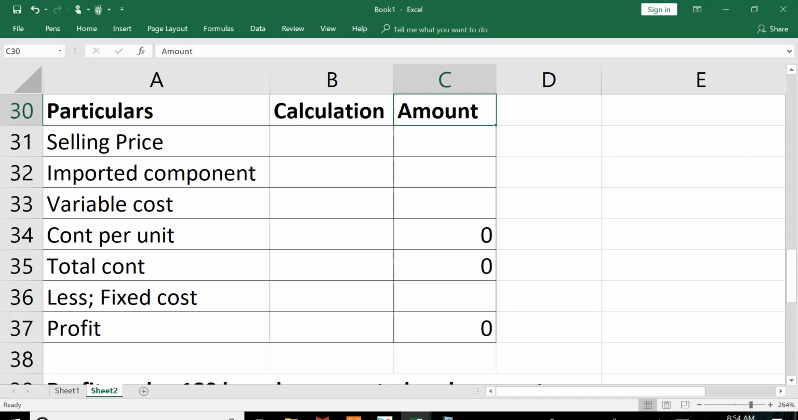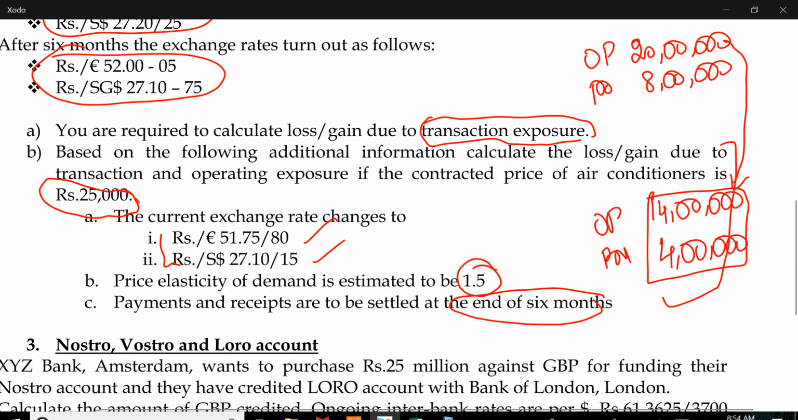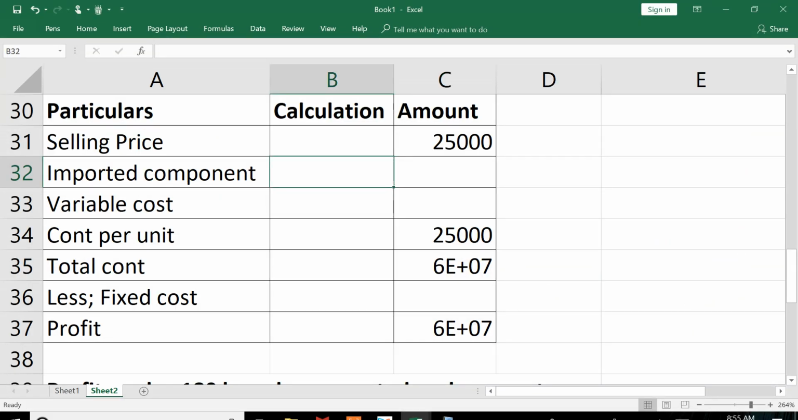What is the selling price in the revised scenario? It will be straight away 25,000. No currency changes will impact it. This is going to be 827.15.